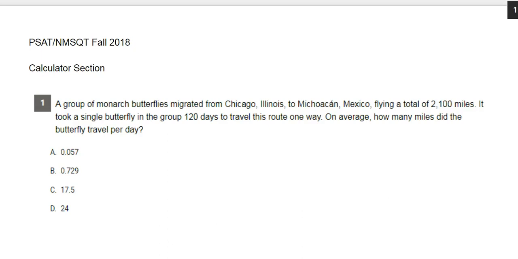All right, calculator section number 1. A group of monarch butterflies migrated from Chicago to Mexico, flying a total of 2,100 miles. It took the single butterfly 120 days to do this. So on average, how many miles did they travel per day? All right, per day there.